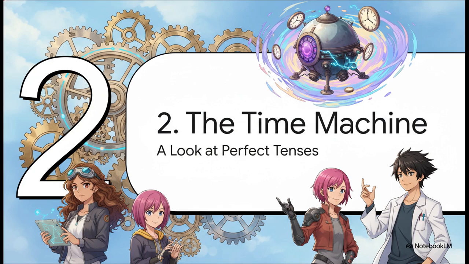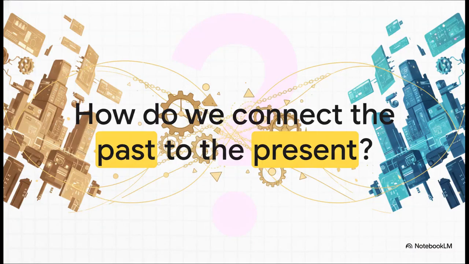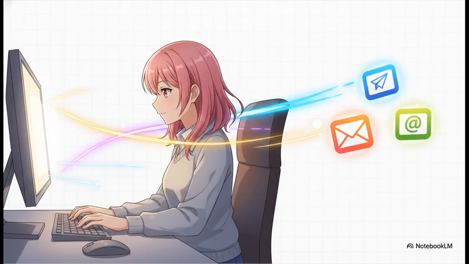This is where the perfect tenses come into play. And honestly, they're kind of like a time machine for our sentences. So how do you talk about something that happened in the past but has a real result or a connection to what's happening right now? Well, for that, you use the present perfect. If you say, she has written 3 emails, yeah, the action of writing is finished. But the point is, those emails exist now. They're probably sitting in a sent folder waiting to be read. It connects the past action to a present reality.